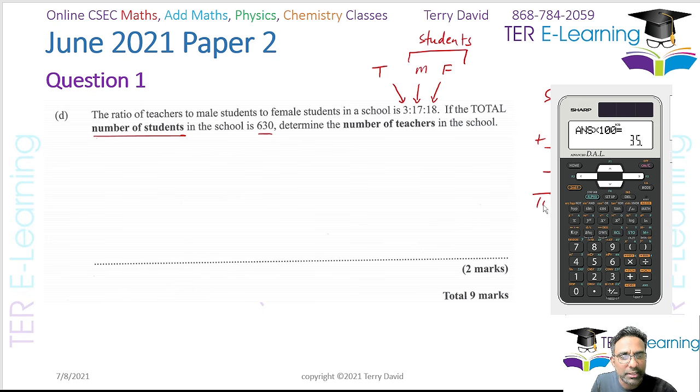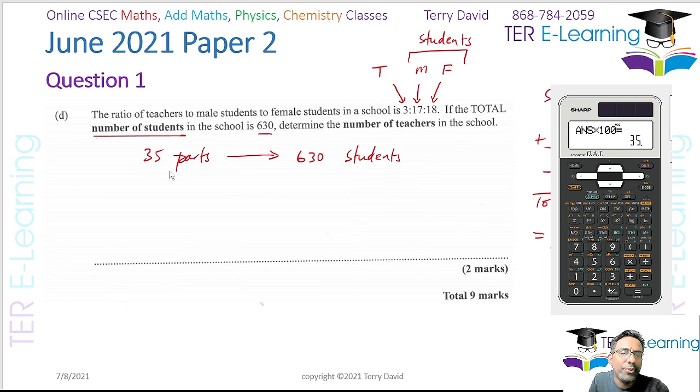Now, our total parts, if we're looking at the ratio itself, is going to be equal to 3 plus the 17 plus the 18, right? And that's going to give me a total of 38, right? That's my total. 38 is my total amount of parts that I have, right? Now, in terms of students, we have 35 parts, right? Now, that 35 parts actually corresponds to 630 students, right? That corresponds to 630 students.